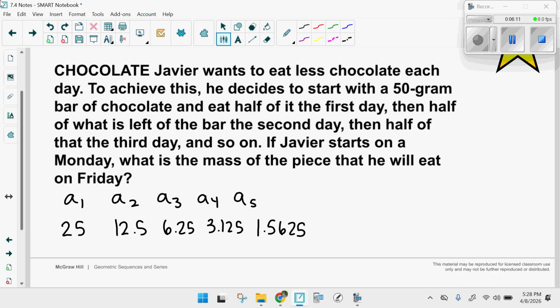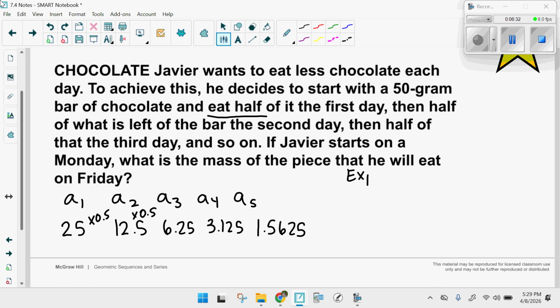In this method, I'm using a recursive method where if I know the previous term, then each day I'm eating half, so I'm basically multiplying each of my previous values by half to get to my next term. And I can recursively find what that 5th term is going to be.